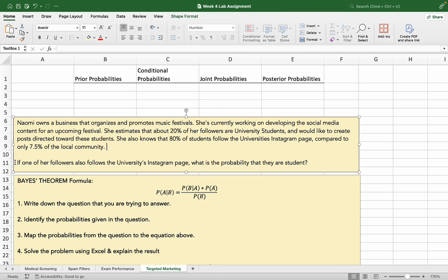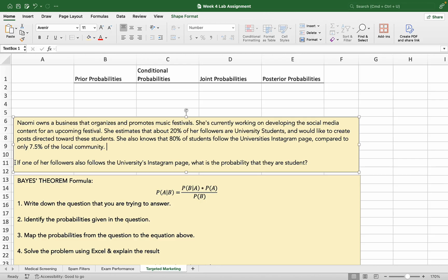If one of our followers is also a follower of the university's Instagram page, what's the probability that they're a student? So instead of blanket spamming all of our followers with student-designed content, we can just focus on those who are our followers and also follow the university's page.